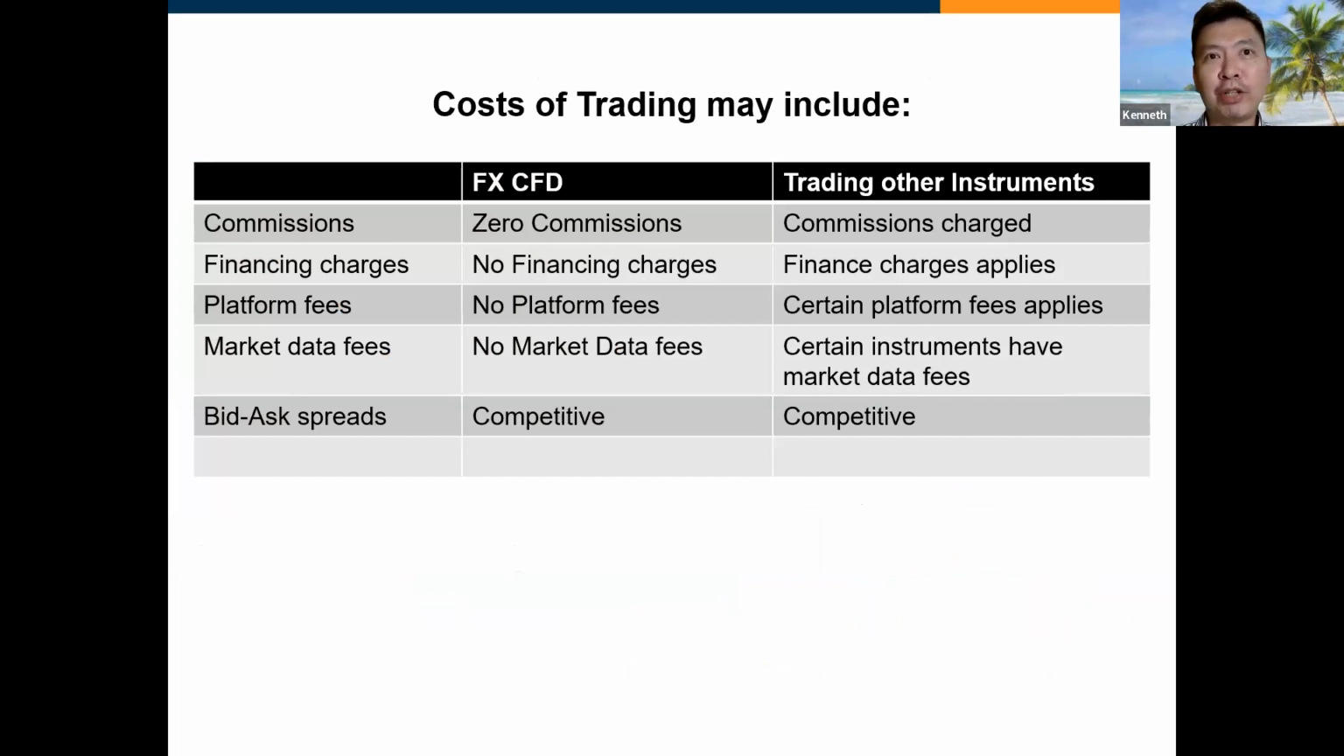In common forms of trading, the basic components of trading costs are commissions, financing charges, platform fees, market data fees, and bid-ask spreads. You can see from the FX CFD column, Phillip charges 0 commissions, no financing charges, no platform fees, and no market data fees. What you see on the prices is what you pay, and we have very competitive prices for FX CFDs.